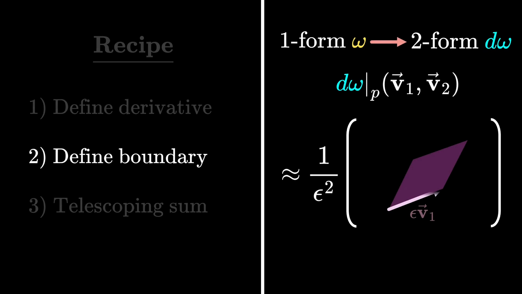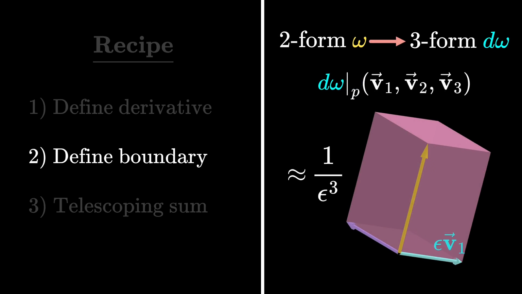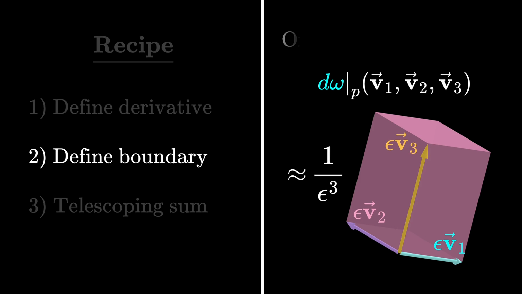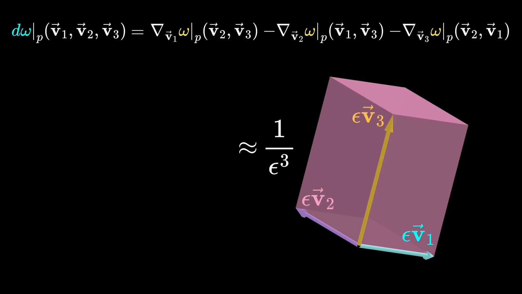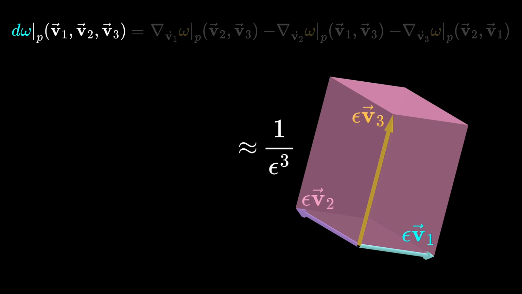Previously, we ended up with this boundary orientation of the parallelogram from epsilon v1 and epsilon v2, so we expect this step gives a parallelepiped from epsilon v1, epsilon v2, and epsilon v3, but the orientations of the faces can be messy. You can start from this expression for d omega and work like before, but there is a shortcut.